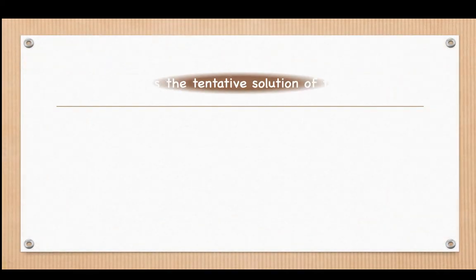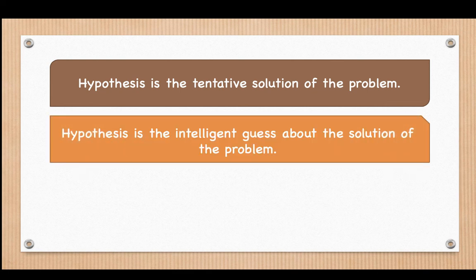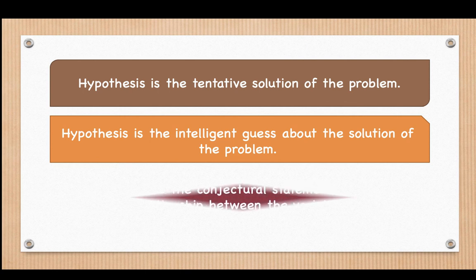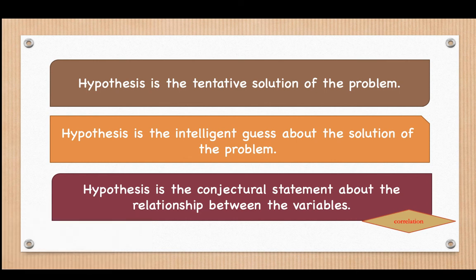Hypothesis may be defined in any of three ways. The hypothesis is a tentative solution to any problem. We say that it is an intelligent guess about the solution of a problem, or it's a hypothetical statement about the relation of the variables. This type of hypothesis we use in correlational studies.